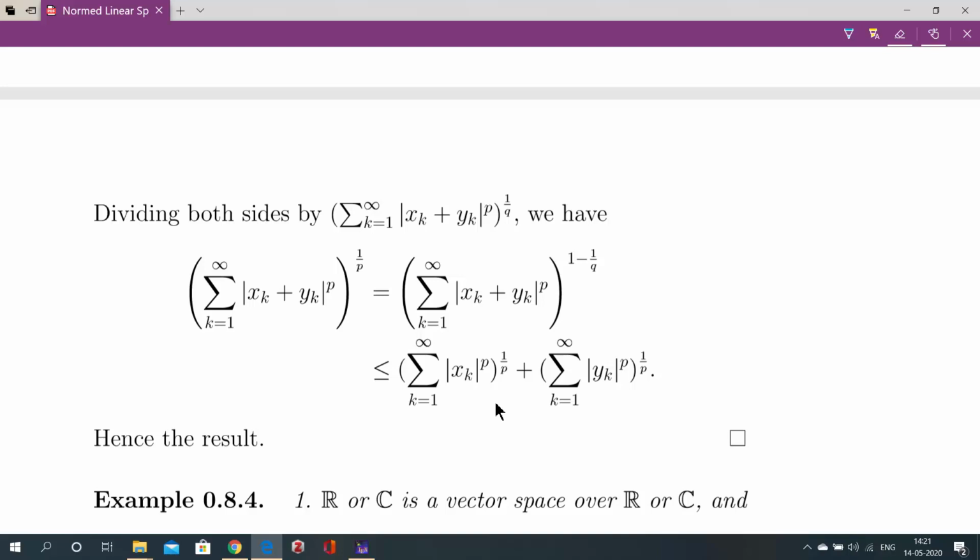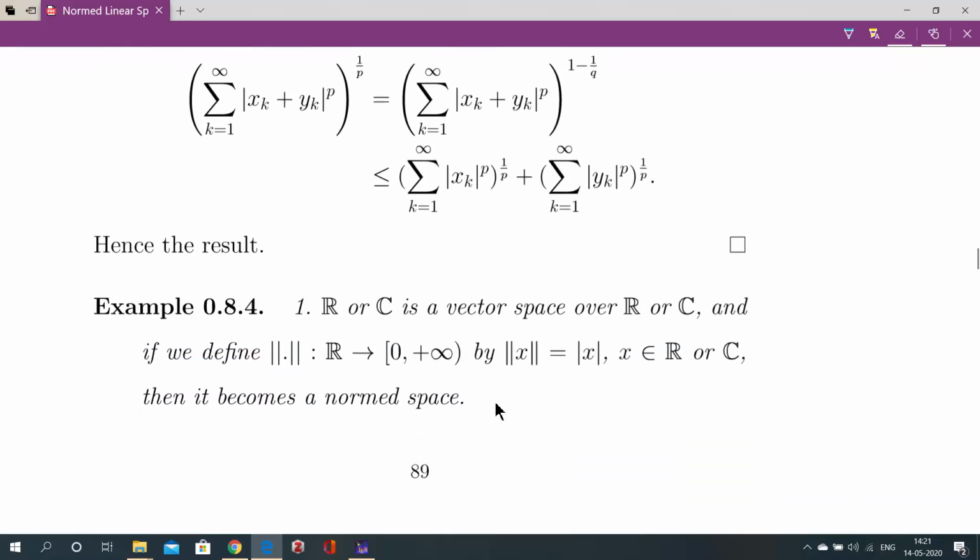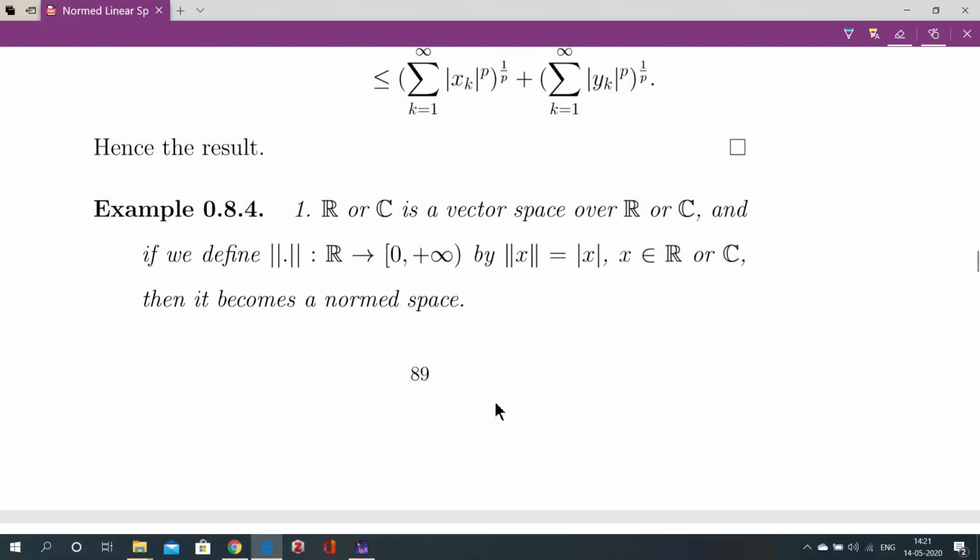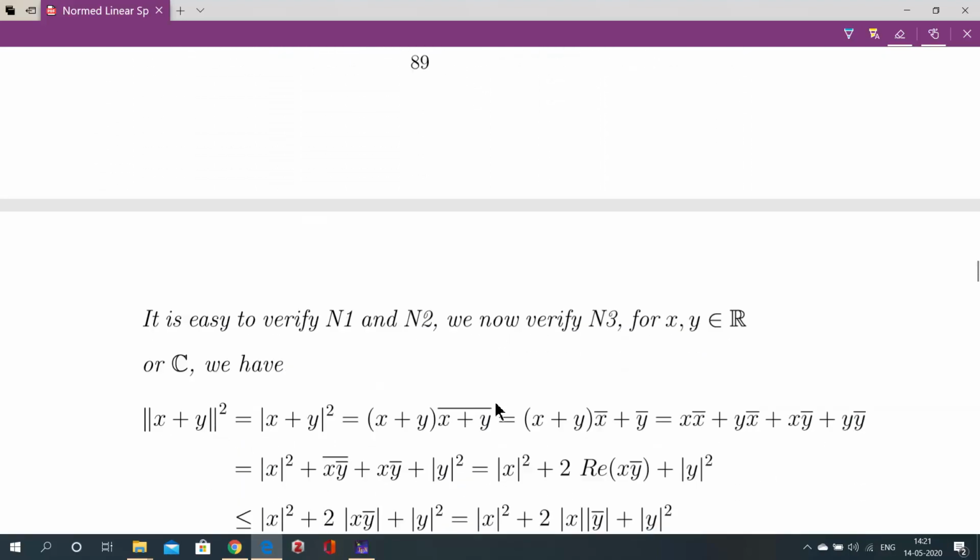Now we discuss some examples of a normed linear space. If R or C is a vector space over R or C, then if we define the norm of x as the modulus of x, it becomes a normed linear space. You can easily verify the three properties of the norm. That is, the norm is positive and equal to 0 if x is equal to 0, and the norm of alpha x is equal to the modulus of alpha into the norm of x, and alpha will come out, so that is again satisfied, and similarly the triangle inequality is satisfied. You can easily verify all three properties here.